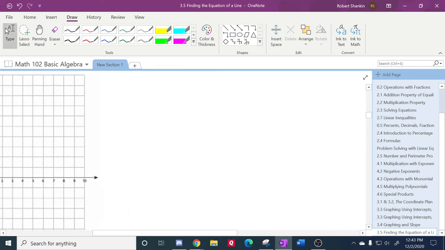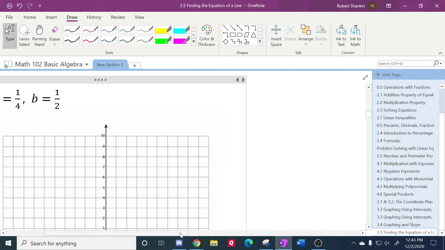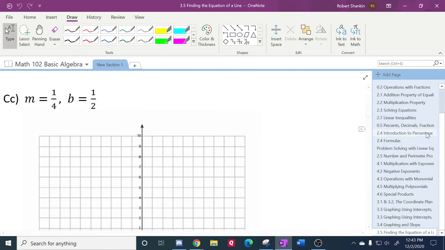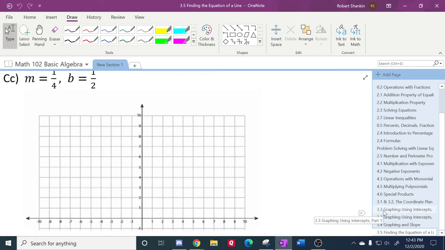Alright, so I'm going to blow this up so it's a little more visible. B is 1/2, right here. M is 1/4. Now notice I tend to do my rise first, and that's only because I say rise over run. But you could do the run first if you want. It doesn't matter. So rise 1 sends you to this halfway between 1 and 2. Run 4: 1, 2, 3, 4 sends me over here.